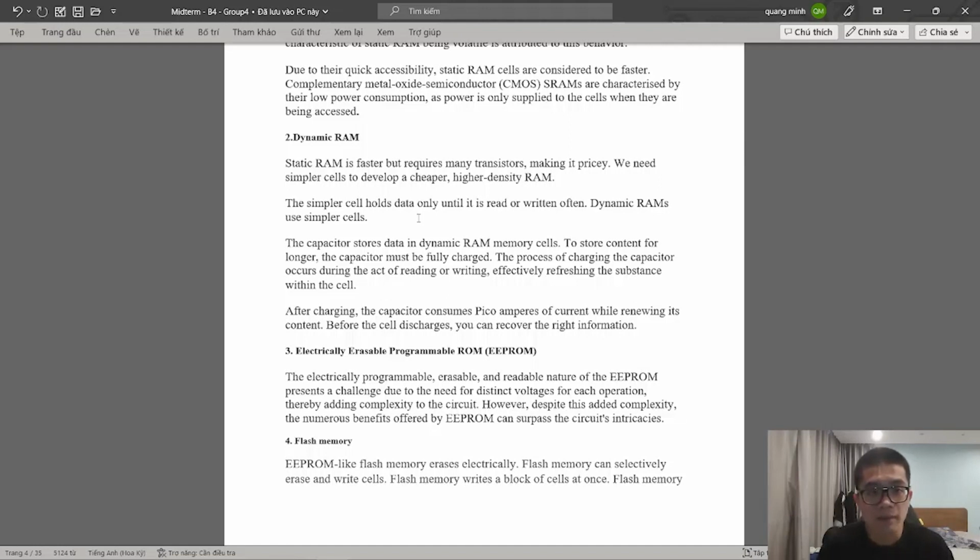So the capacity to store data in a dynamic RAM memory cell is in a capacitor. To store the content for longer, the capacitor must be fully charged. The process of charging the capacitor occurs during the act of reading or writing, effectively refreshing the content within the cell. After charging, the capacitor consumes an equal amount of current while renewing its content. Before the cell is discharged, you can recover the right information.